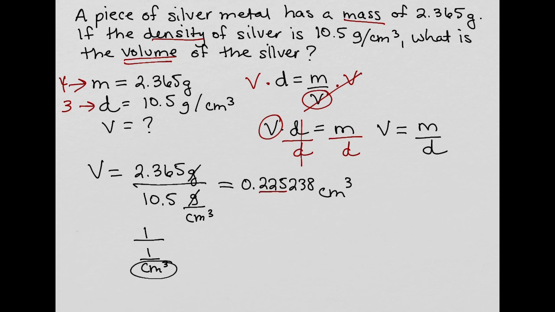And so I want to take the 5, which is my very last digit, look to the right, and that's a 2. So that means that I'm going to round down. So that means my final answer should be 0.225 cubic centimeters for the volume. And that is rounded to 3 significant figures.